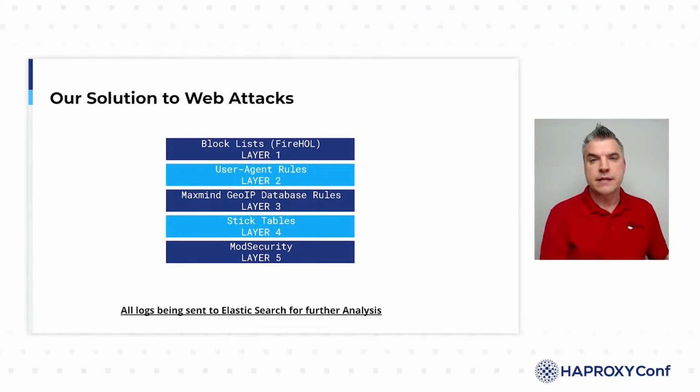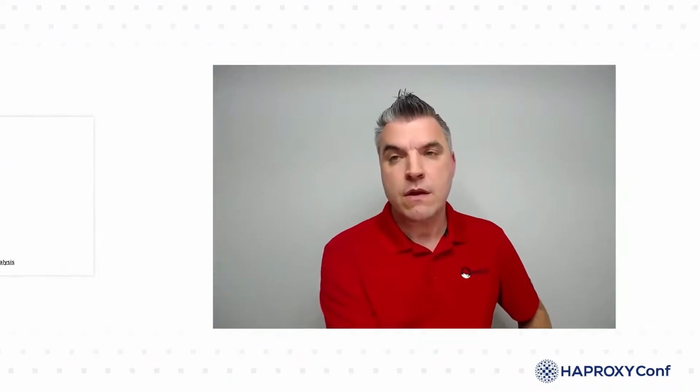The second layer is using user agent rules, so either allowing or disallowing traffic based upon the user agent being reported. The third layer we're using is the MaxMind ISP and country database. The fourth layer is the HAProxy stick tables feature. And the fifth layer is using ModSecurity. All of our logs are sent to Elasticsearch for ingestion, and then we use additional processes to query that Elasticsearch and to generate our own list based upon active traffic that we're seeing.